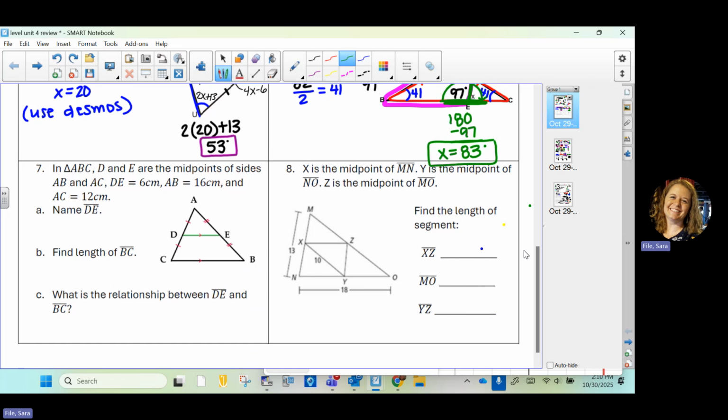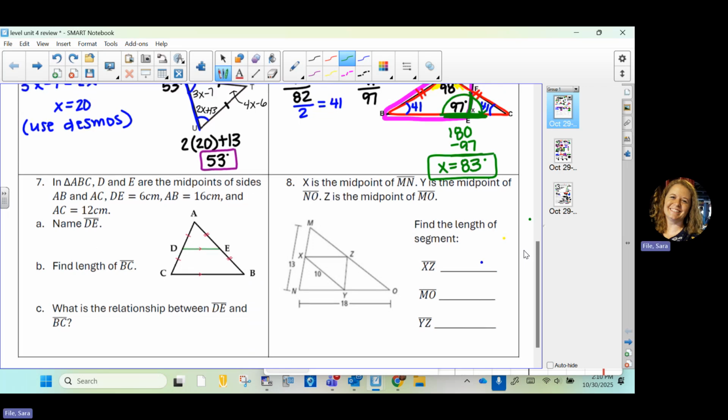Number 7 says that in triangle ABC, D and E are midpoints. Okay, so I'm going to mark that. They actually already have it marked. D is a midpoint, so they have these tick marks, right? D is the middle of AC. And then they say E is a midpoint. So now they have 2 tick marks here on AE and EB. So those are both midpoints.